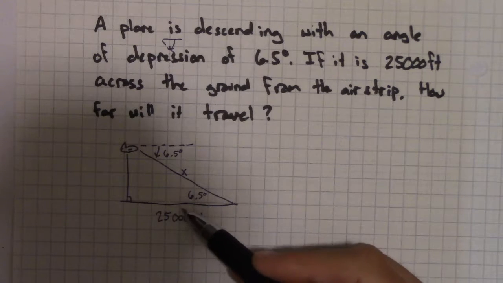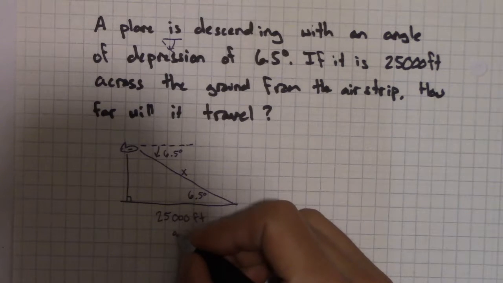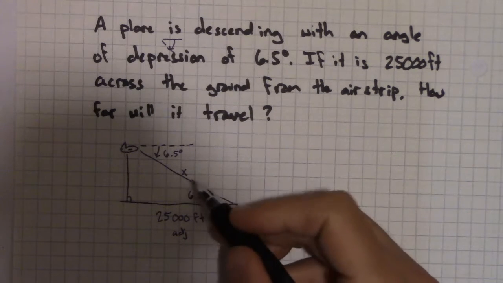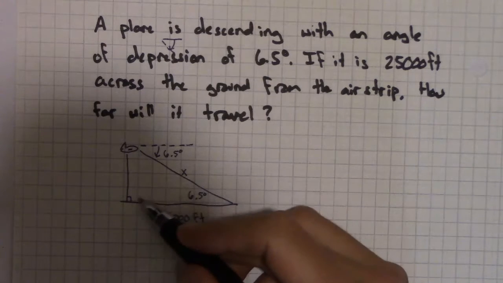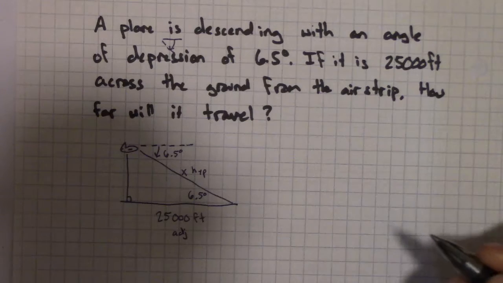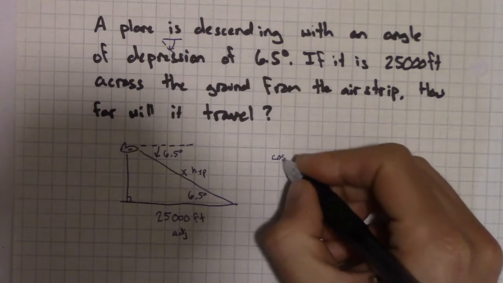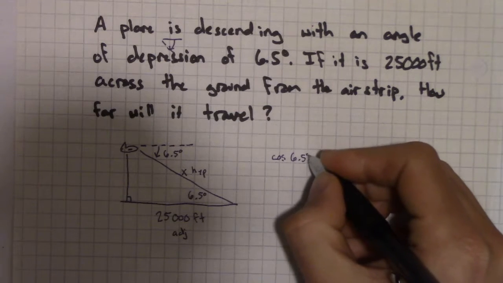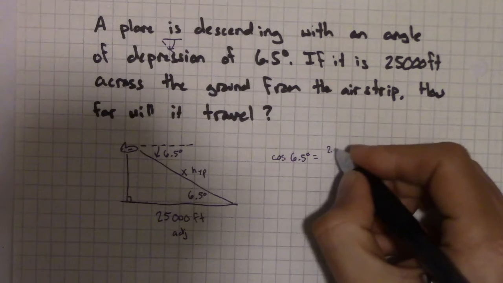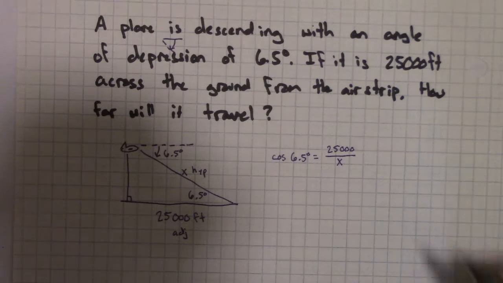Based on this 6.5 degrees, this side length right here is going to be adjacent. And my X, or the value that I want to solve for, my hypotenuse, is going to be, well, I just said it is going to be my hypotenuse. So adjacent hypotenuse means I need cosine. So cosine of 6.5 degrees is equal to adjacent 25,000 feet over hypotenuse X. This is very similar to the first one. It was just a slightly more complicated picture.